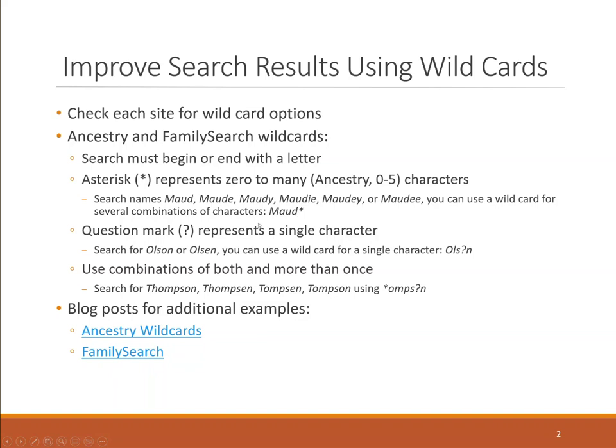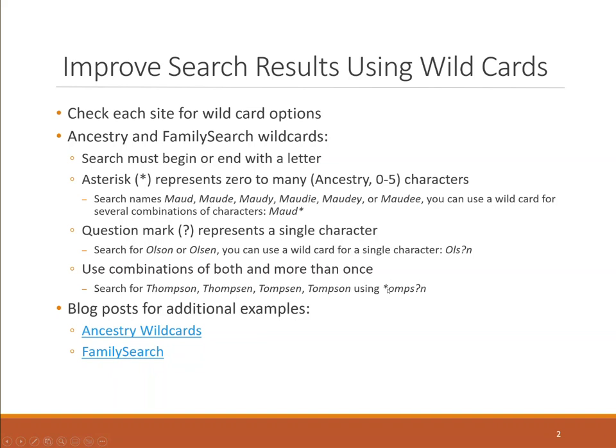Now, a question mark does something a little differently. It represents a single character, nothing more, nothing less. It's a substitute, but it can be any letter in that position. So if you put OLS question mark N into Ancestry or FamilySearch, what you would find in your searches includes Olson, ending in the ON or an EN. So either one. And you can use both combinations in a word.